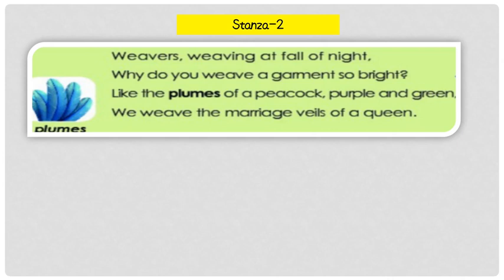Again, weavers weaving at fall of night. Now see what she told. In the first stanza she spoke about the morning time, and the weavers told about the newborn child. I said that the three stanzas are dedicated to the three stages of human life. So the first stanza is for childhood. Now the question asked by the poetess to the weavers.